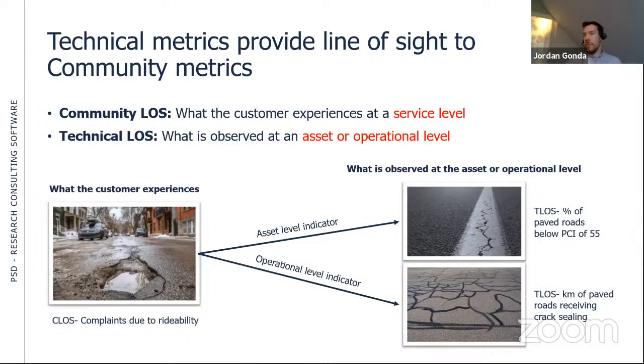So you can imagine you drive down the road, you ride over a pothole, you get a flat tire. That's a customer experience. You get a complaint. These are things you can track. But what we can do is take that with a lens at a more operational or asset level. Do we get that pothole because we have a lot of roads in poor condition? Or maybe we got that pothole because our crack sealing program has slowed down. We might see a different kind of story. Maybe we're increasing the amount of roads we're applying crack sealing on, but we're still getting potholes.